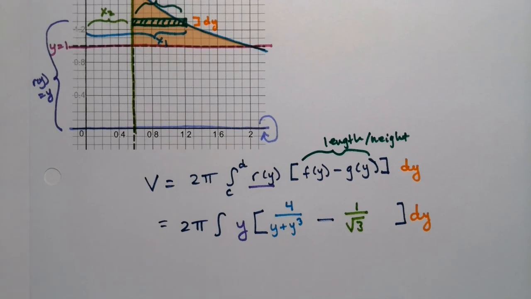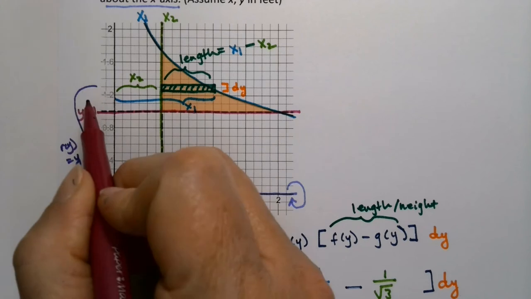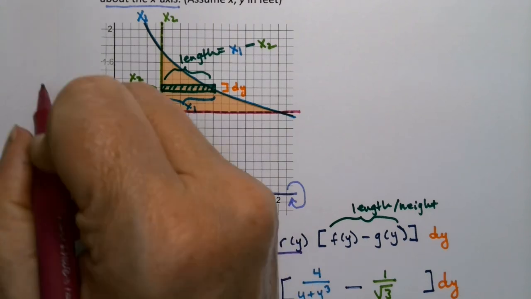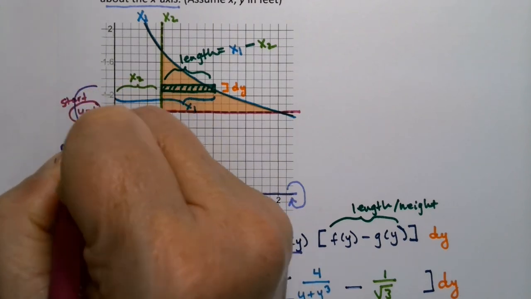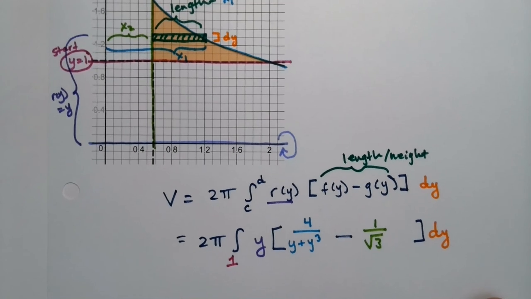Last but not least, I need my limits of integration. Now remember, these are y values. So I want to look at the lowest y value, which is right here. There you go, that's the start. So that's easy, 1. So my lower limit of integration is definitely 1.